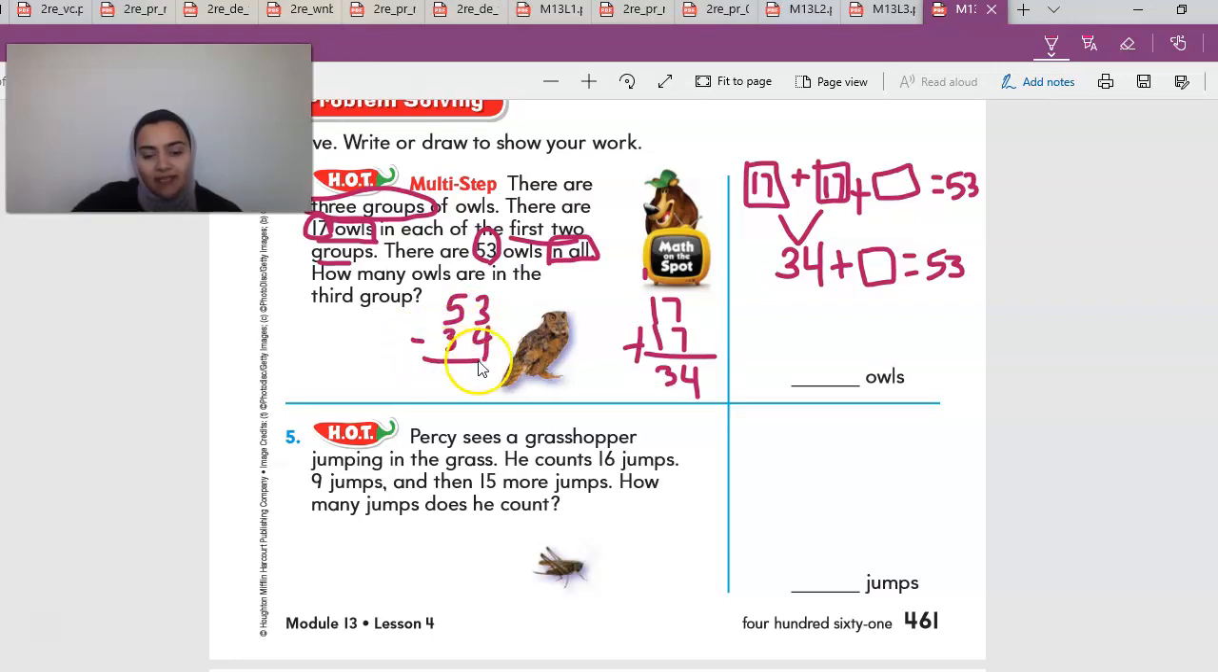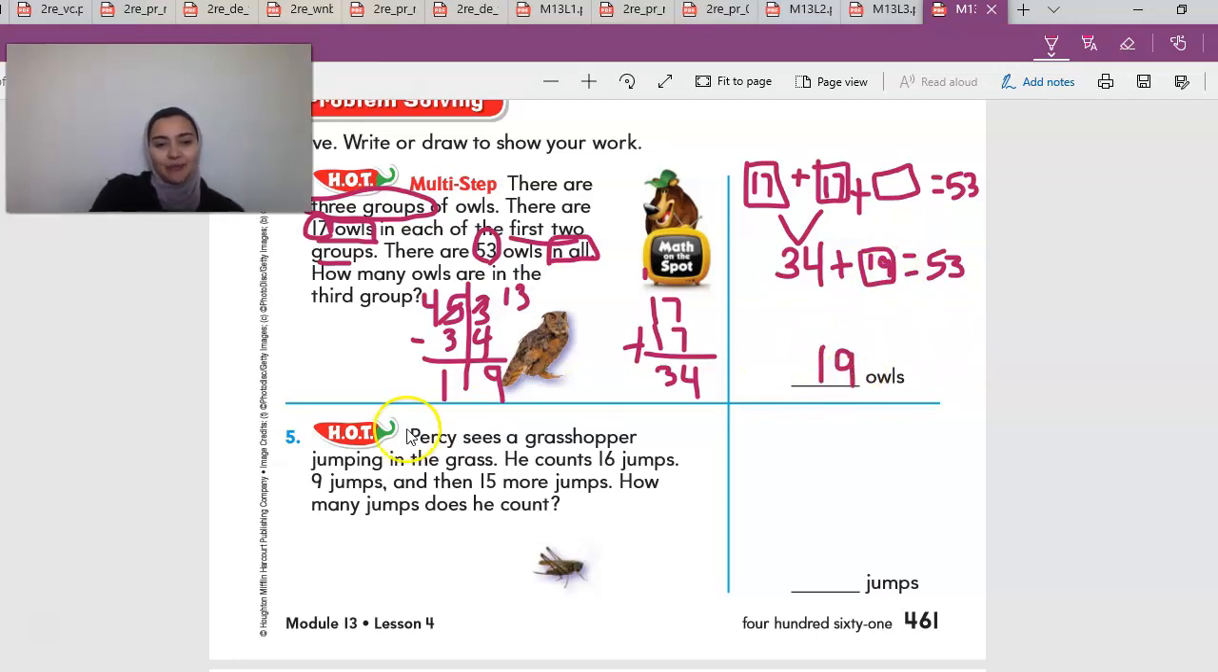3 take away 4, you can't do that. If the top number is smaller than the bottom number, you have to regroup. 5 becomes a 4, and 3 becomes a 13. Now 13 take away 4, let's see, 13, 12, 11, 10, 9 is 9, and 4 take away 3 is 1. So how many owls should have been in that third group? 19 owls. 19 owls. Got it?